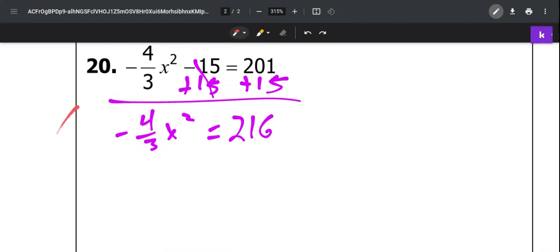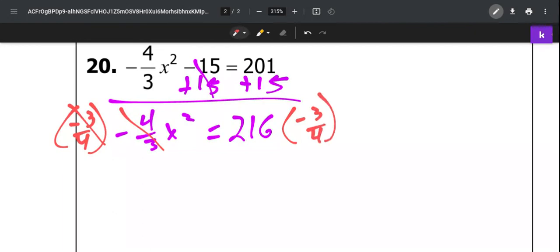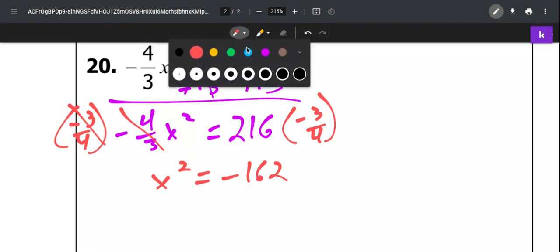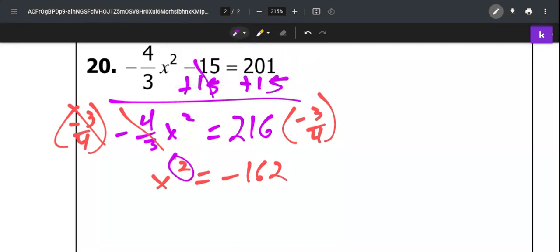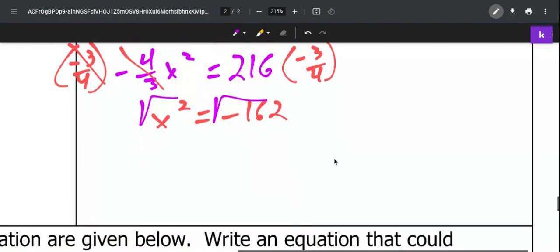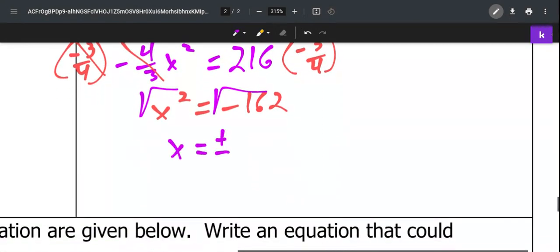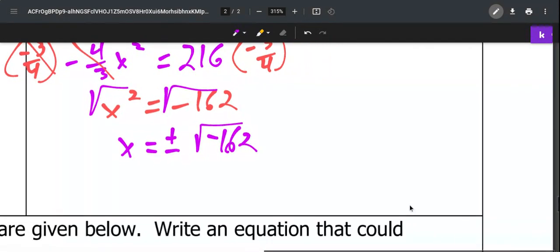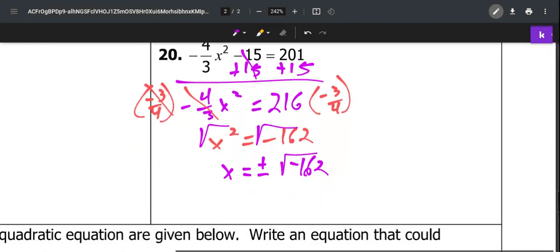The reciprocal would be negative 3 over 4, and we do that on both sides. Now x squared equals, let's see, that would end up being negative 162. Now to get rid of this exponent 2, we need to square root each side. x is going to equal plus or minus radical negative 162. Now this is where you need to go ahead at the beginning and take out the radical.